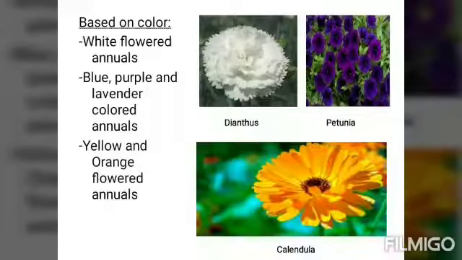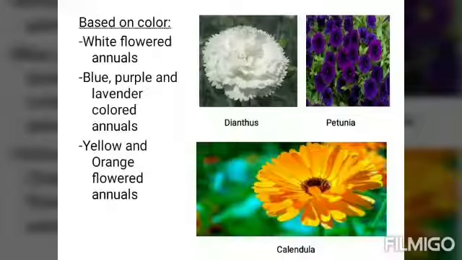Now we'll come to the selection based on the color. White flower annuals like alyssum, and then phlox, papaver, zinnia, dianthus. Here I've given one example based on color. First one is dianthus, a white flower annual.